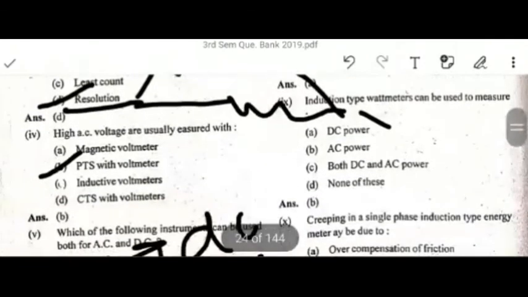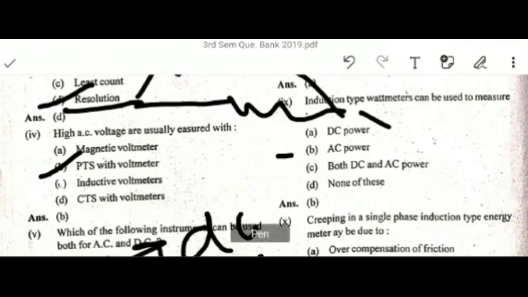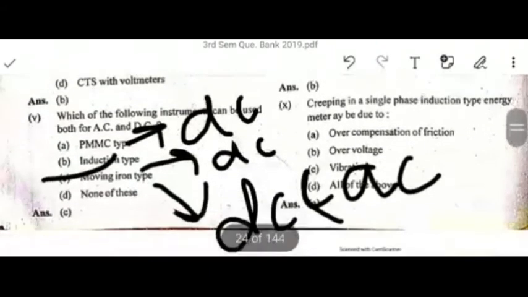Now in the ninth question: the induction type wattmeters can be used for measuring. This question is very important and very repeated, as we have seen in previous questions. The induction type wattmeters are only used for AC power, and PMMC are for DC power. Induction type are used to measure AC power. Option B will be the correct answer.